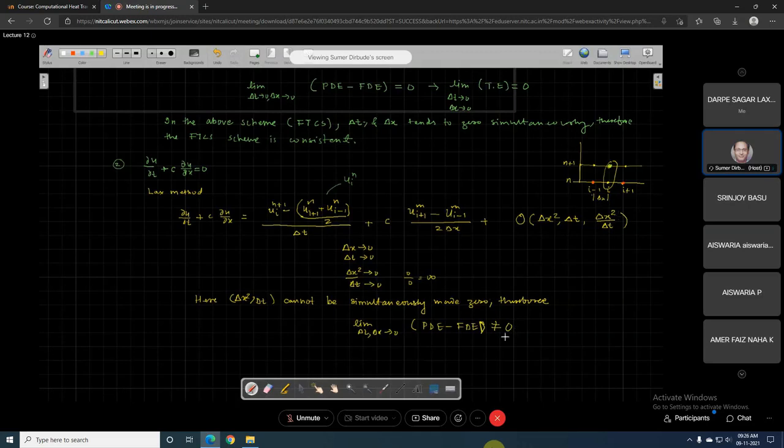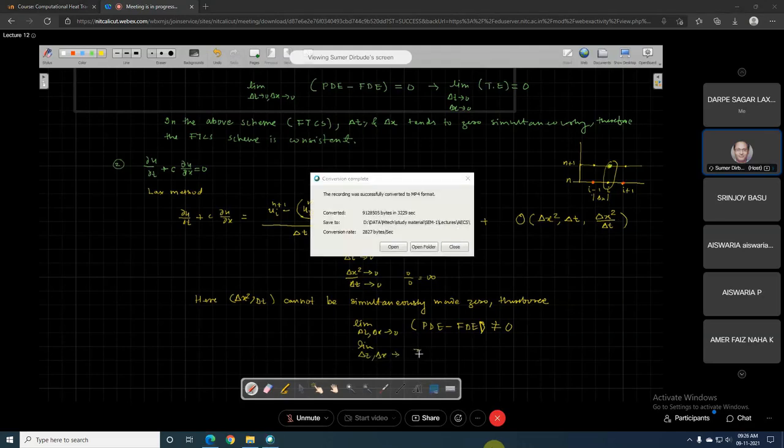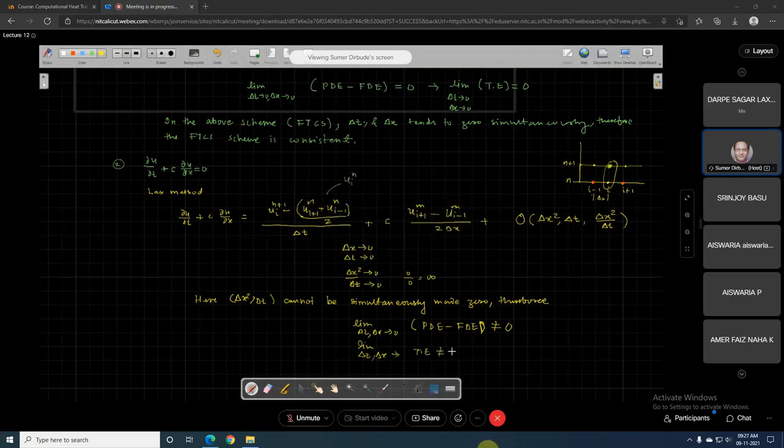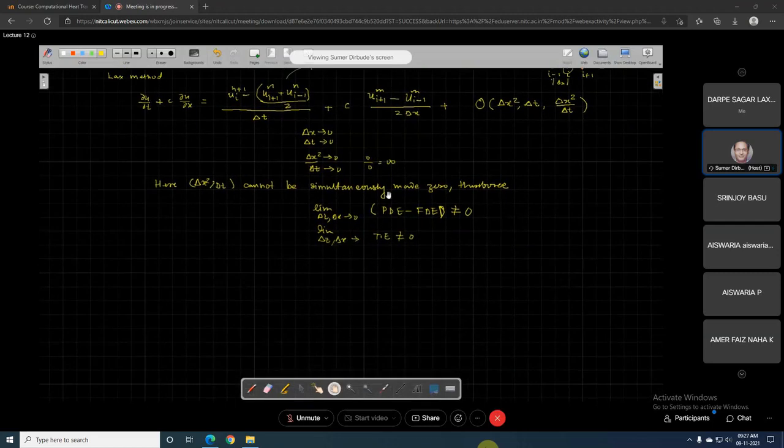So this also means that truncation error is not equal to 0 as delta t, delta x tends to 0. Truncation error is not equal to 0. It can be reduced, but it cannot be made 0. So the Lax method, capital L, Lax method is inconsistent.